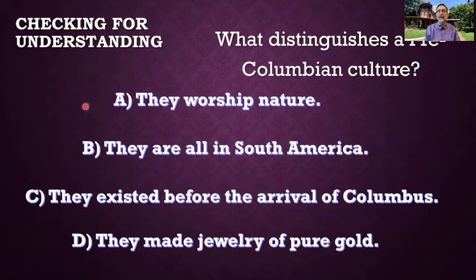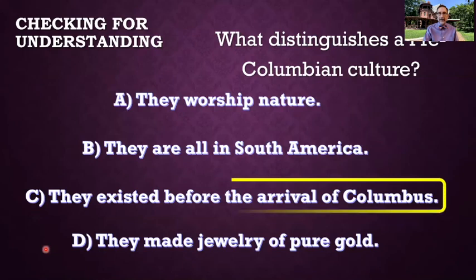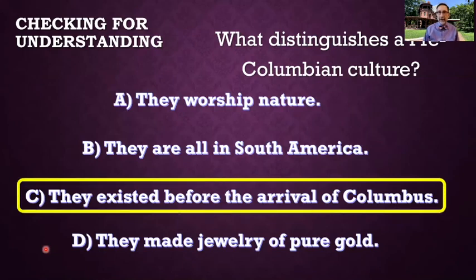How about this one? What distinguishes a pre-Columbian culture? Sometimes we call various cultures pre-Columbian. What does that mean? They worship nature. They're all in South America. They existed before the arrival of Columbus, or they made jewelry of pure gold. Correct answer? Yeah, they existed before the arrival of Columbus. Many of them did worship nature, but that's not what pre-Columbian means. Many of them are in South America, but there are pre-Columbian cultures in North America too. And many of them did make jewelry out of pure gold, which is one of the problems they then had when the Europeans arrived and found out, what, you have gold?